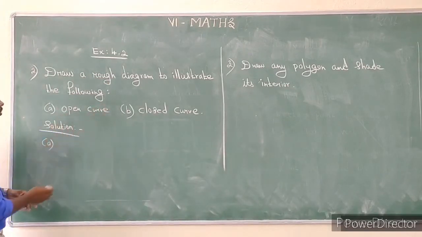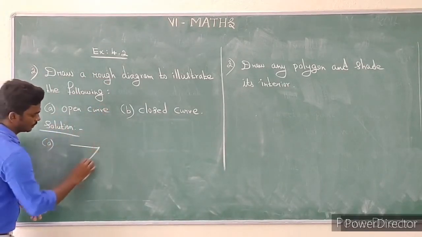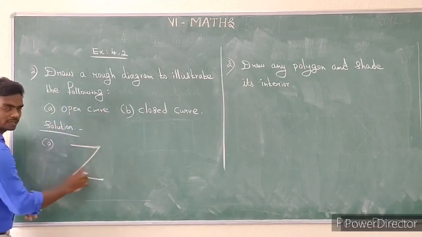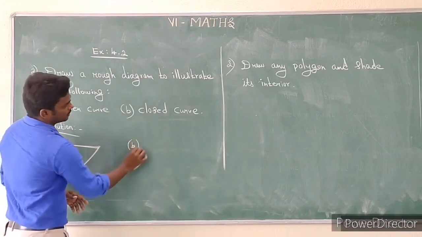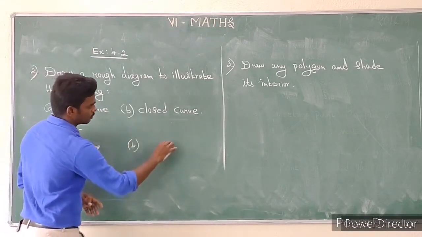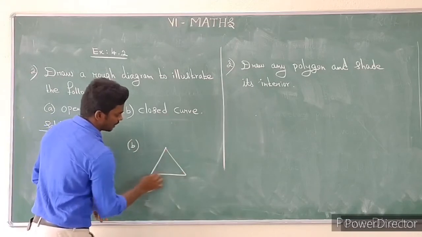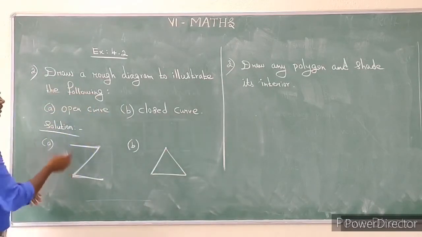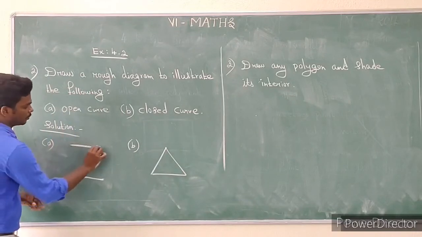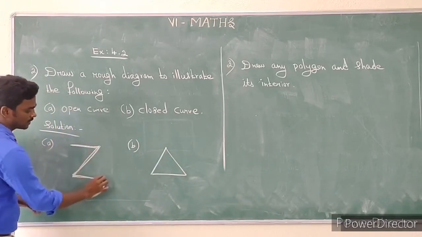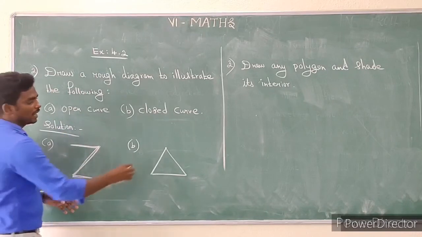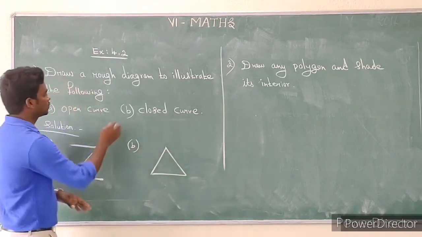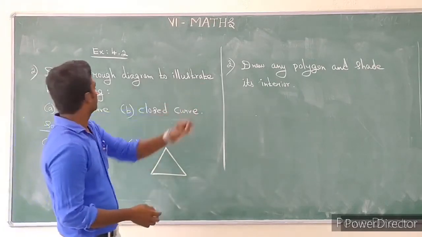The first one is an open curve. So this is an open curve, because this curve is not closed, right? What is the next one? A closed curve. A closed curve means we can draw a triangle, pentagon, square, rectangle, any one, right? Open curve means it is a simple curve, but not a closed curve.